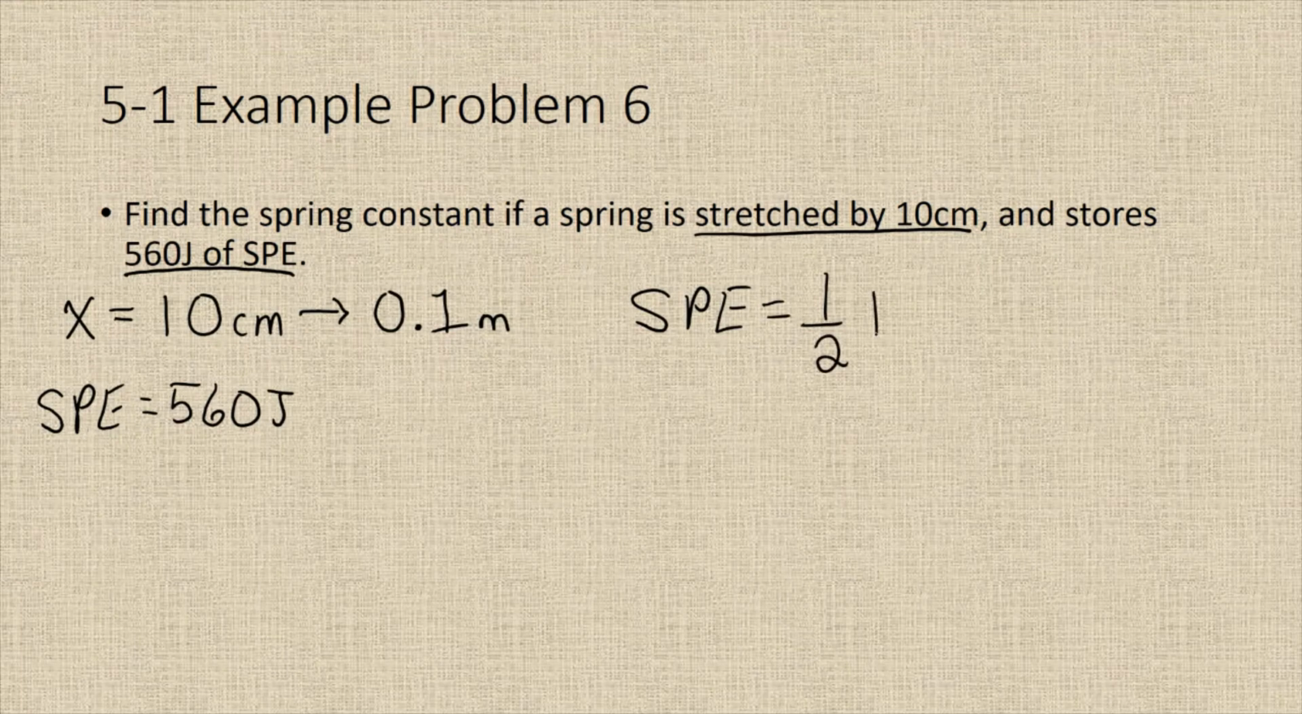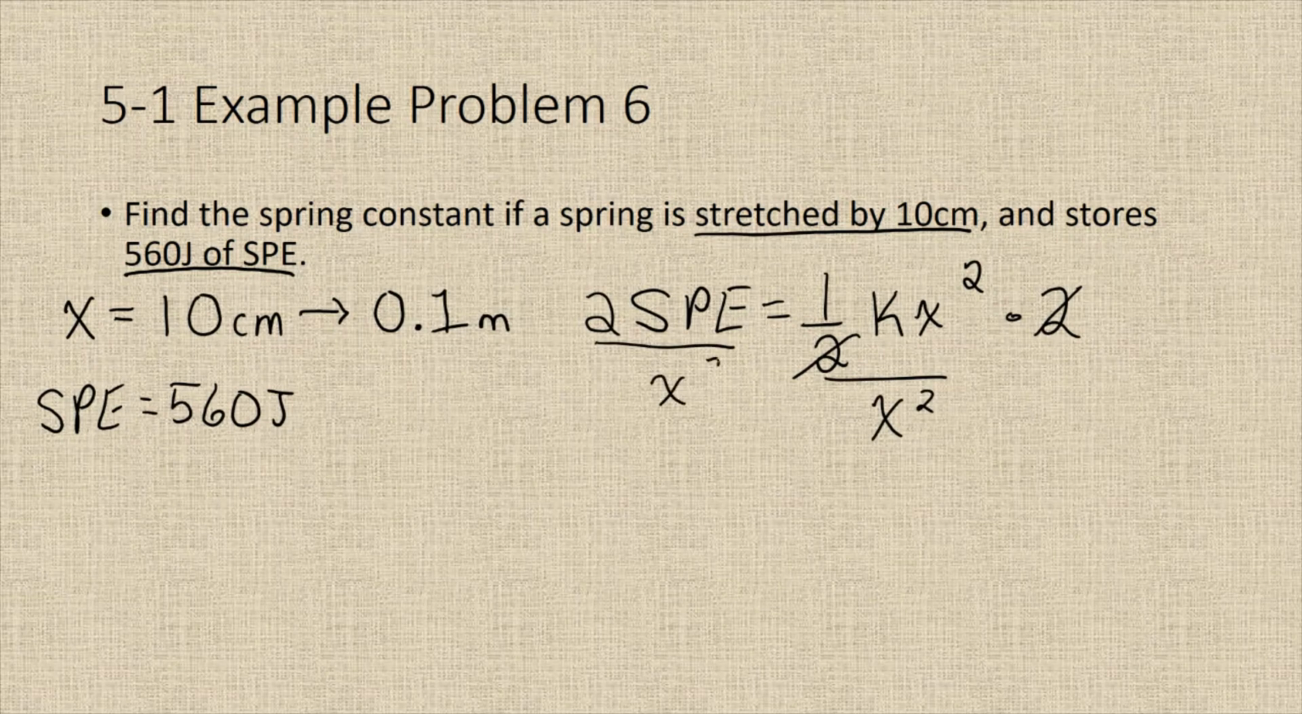Spring potential energy is 1/2 kx squared. So to get rid of the half, we multiply both sides by 2 and divide both sides by x squared to get rid of that on the right-hand side. There is no need to take a square root in this problem. We are not solving for x. We're solving for K, and K does not have a square on it. So K is twice the spring potential energy divided by x squared.